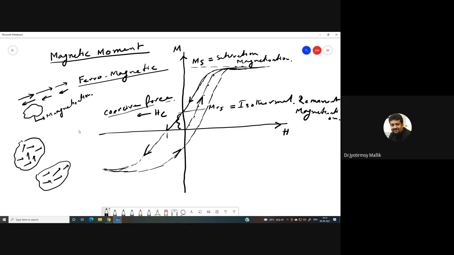Now, if I project this part of the graph on this side, it will meet somewhere here. The first forward moving curve, if I project it on the other side, will meet somewhere here, and this value is called HCR, or remanent coercivity.